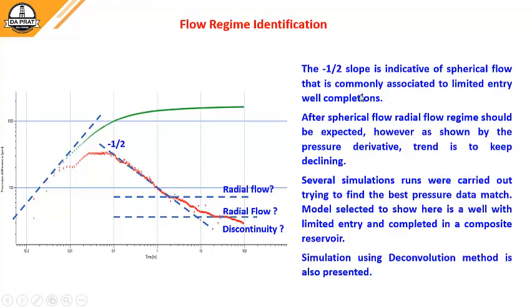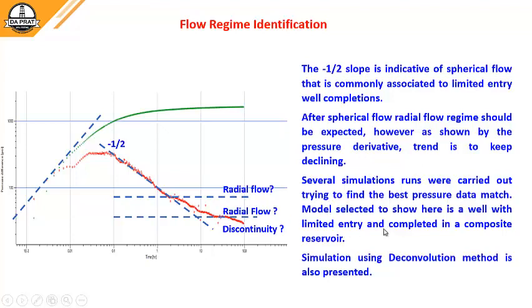So, making a summary, the minus one half slope is indicative of spherical flow, which is commonly associated with limited entry well completion. However, there is no physical information from drilling or from the perforation that the well has been perforated only partially, not the whole formation. After spherical flow, a radial flow regime should be expected. However, as shown by the pressure derivative, the trend is to keep declining.